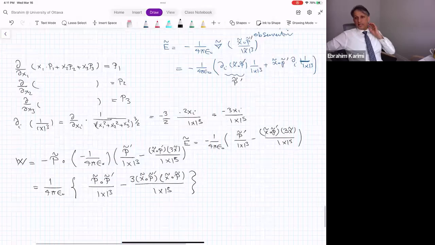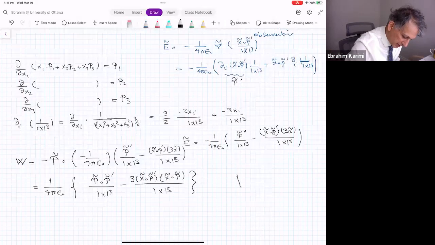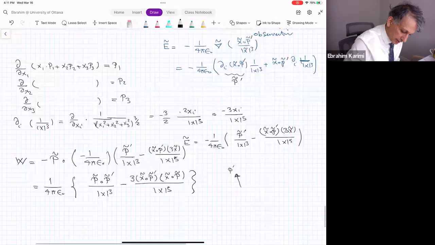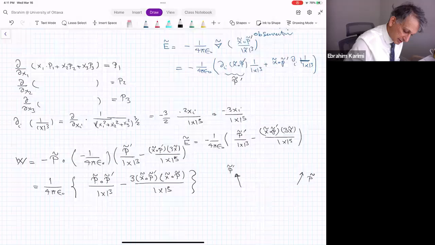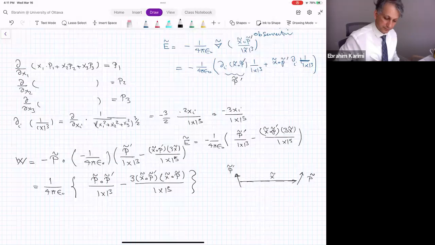If you keep them together, one of them is like this, which we call P prime. The other one is P, which is located here. And that's the center of the two dipoles, where the distance is given by x, and it is from P prime towards P. Clear?